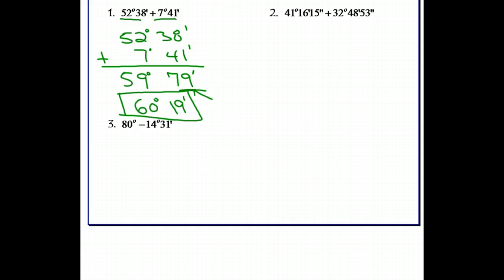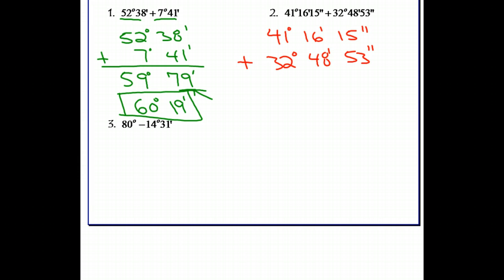Same thing, except we have not just degrees and minutes, we have degrees, minutes, and seconds. And I'm just going to write this slightly bigger. So 41 degrees, 16 minutes, 15 seconds. Give ourselves a little space. 32 degrees, I line up my degrees. I line up my minutes. And I line up my seconds.